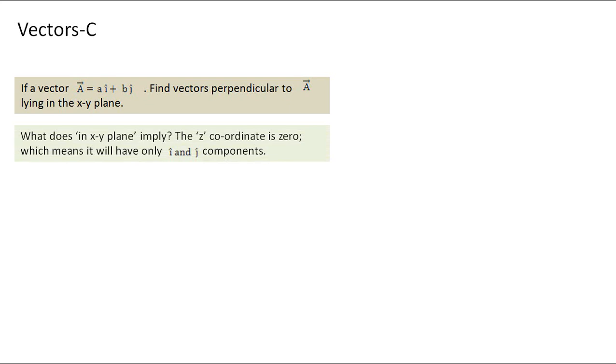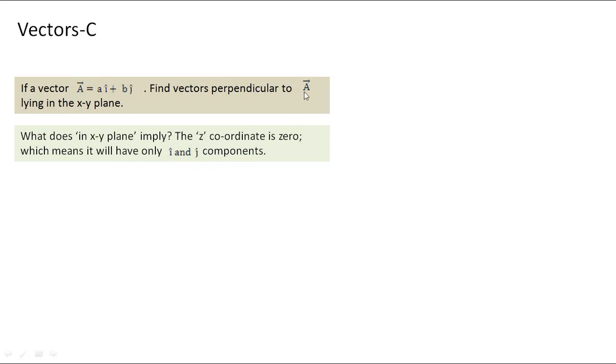If a vector is lying in the xy plane, we have known that if the coordinates of a point are a, b, c, its position vector is a i cap plus b j cap plus c k cap. If the point is lying in the xy plane, it means its z coordinate is 0, or the k component is 0. That's what xy plane implies. The z coordinate is 0. It means the vector which is perpendicular to vector A must have only i and j components. It should not have any k component.